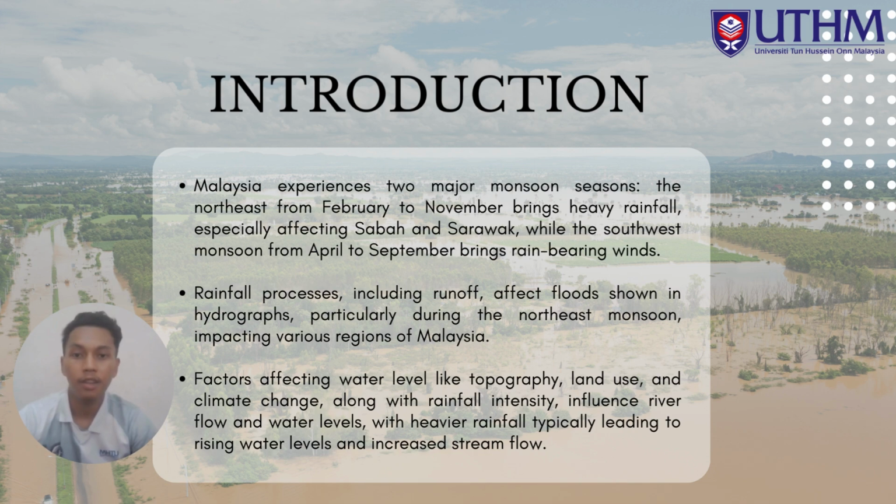So first I will explain the introduction of our group project. Malaysia experiences two major monsoon seasons. The monsoon from February to November brings heavy rainfall. Second is the rainfall process, including runoff effect and flood shown in the hydrograph, particularly during the northeast monsoon. Lastly are factors affecting water level like topography, land use and climate change, along with rainfall intensity, where heavy rainfall typically leads to rising water levels and increased stream flow.